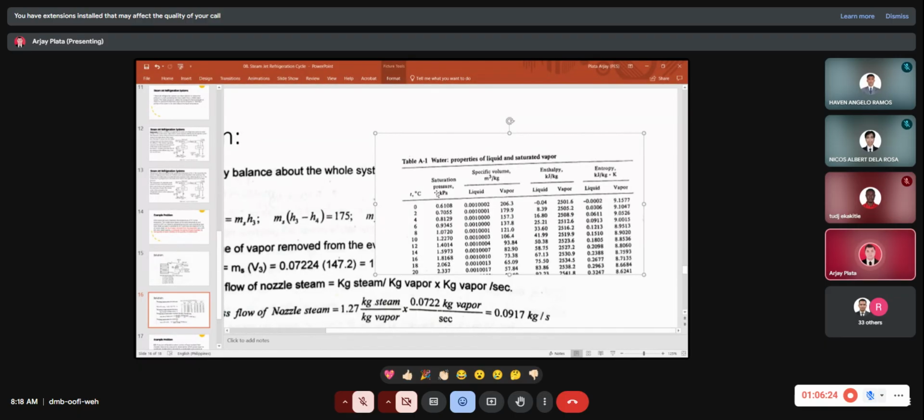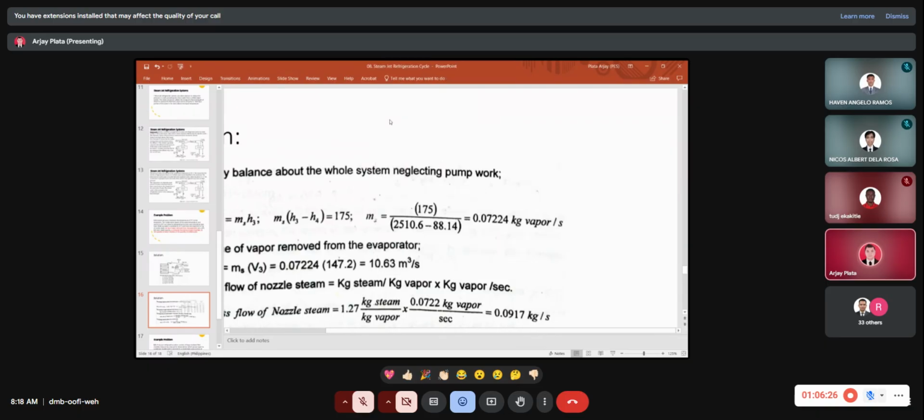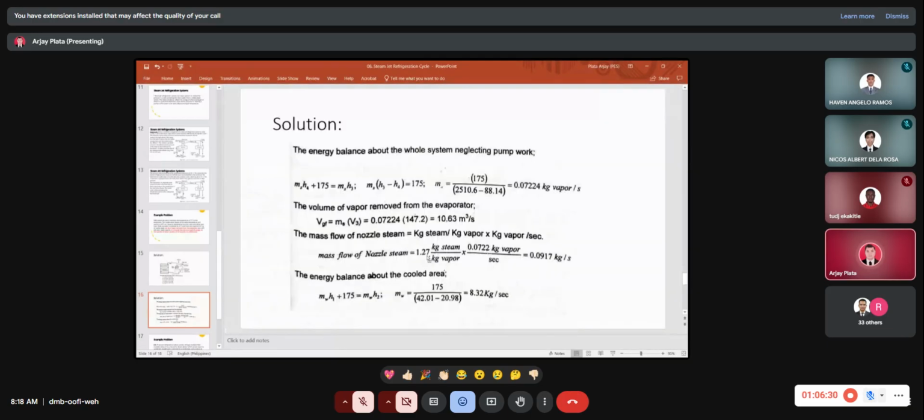So medyo nagkaroon lang ng ano ng discrepancy sa decimal. So because the reference may be old. So but this is from the water properties. So we will have the volume of vapor removed from the evaporator of 10.63 meter cube per second.